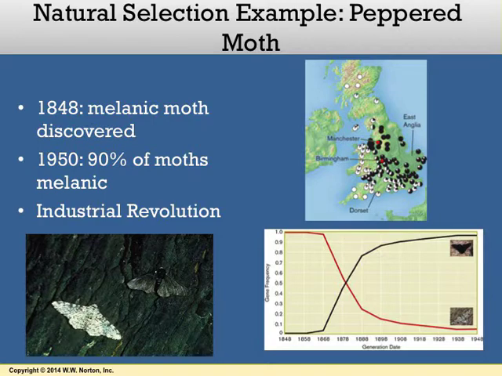In Great Britain, there's a kind of moth called the peppered moth. As the name implies, it is white with spots, and it blends in beautifully with the lichen and bark on trees, thus avoiding constant predation from birds and other animals that eat moths.